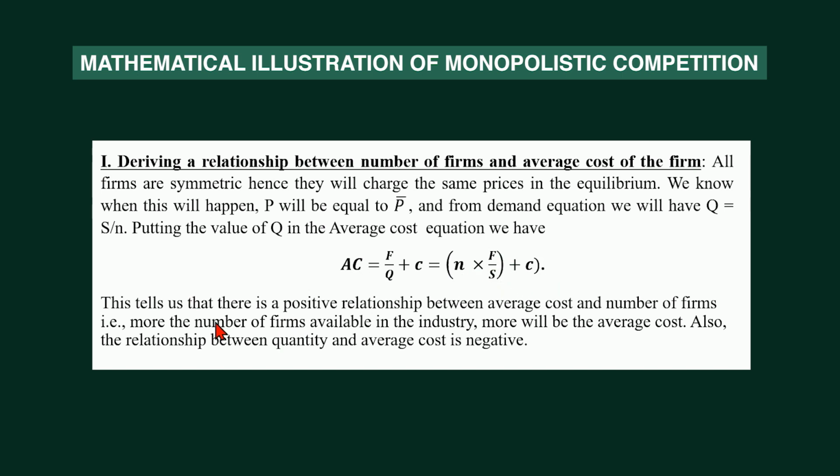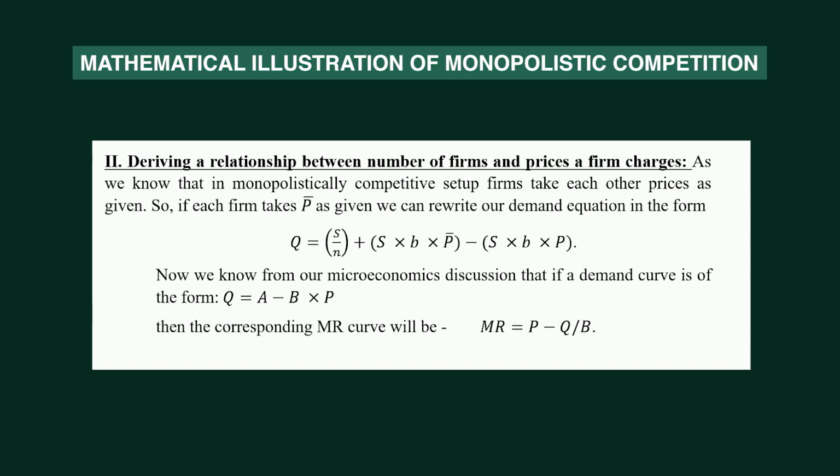So this tells us that there is a positive relationship between the average cost and the number of firms. If the number of firms, N, goes up, this term goes up, and plus C, it is increasing, therefore average cost will increase. So I will have a positive relationship between N, the number of firms in the industry, and the average cost. I will try to put this argument in a diagram later on. And the relationship between quantity and the average cost is negative, and it is apparent from here. This is the idea behind economies of scale: the more you produce, your average cost will gradually go down.